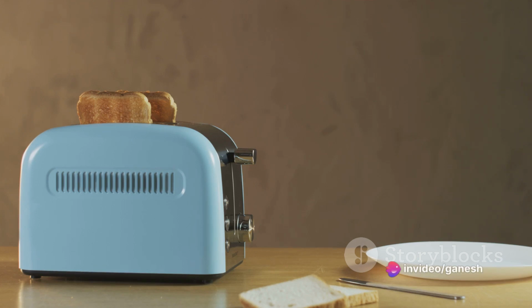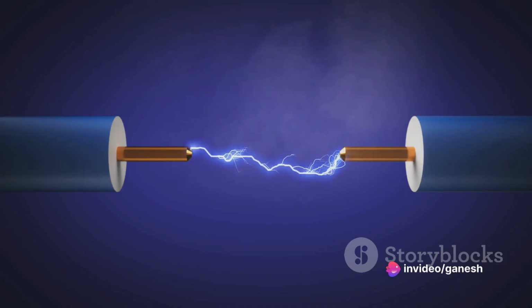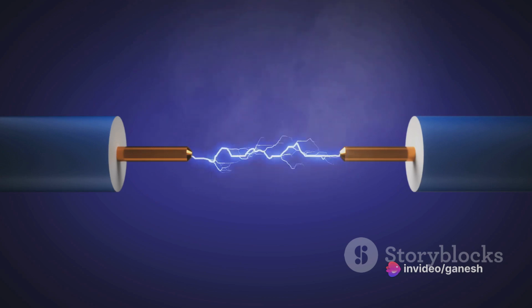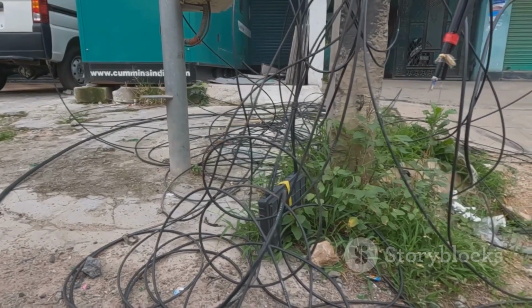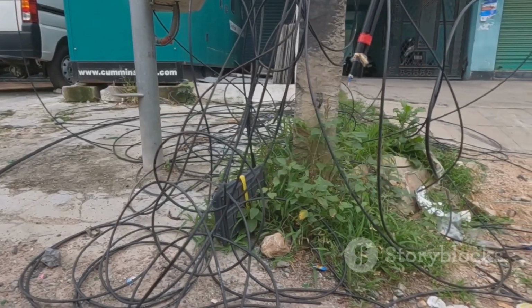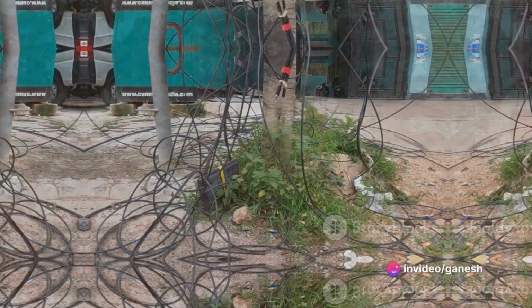But resistance isn't always our friend. The heat produced by resistance can be a side effect that we don't want. In an electrical wire, for instance, too much resistance can cause the wire to overheat, potentially leading to a fire.